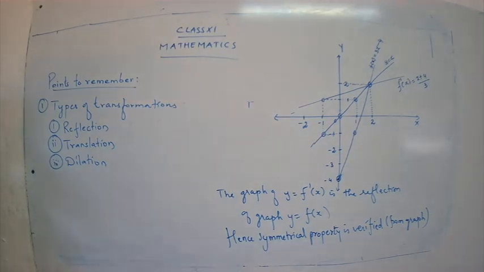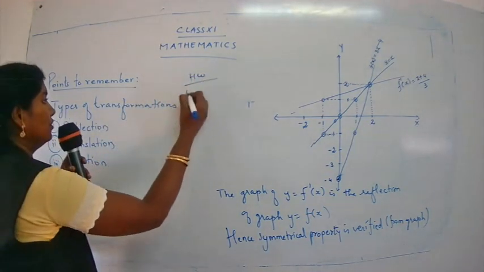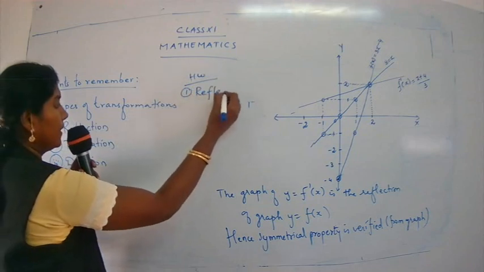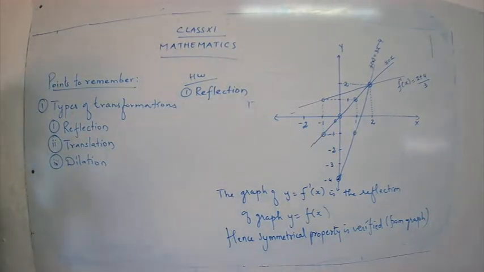Whatever things we are going to do now will be homework, and you are going to write down all those points, and I will give you some work for graphs also. So you have to plot the graphs, and you have to write some definitions as homework. So listen to the homework carefully. The first point under homework is about reflection. Listen to me carefully. Nobody is going to say, ma'am, we did not get your homework. So just listen to the homework question carefully.